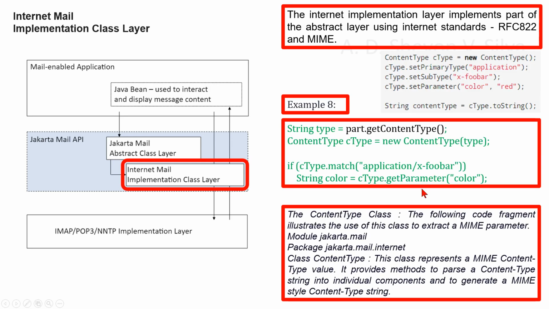Now we are considering the ContentType class. The following code fragments illustrate the use of this class to extract a MIME parameter. The class ContentType is in package jakarta.mail.internet in module jakarta.mail. This class represents a MIME content type value. It provides a method to parse the content type string into individual components and to generate MIME-style content type strings.